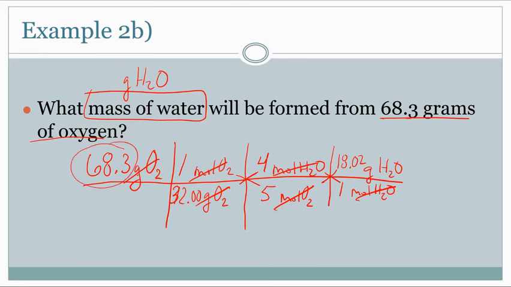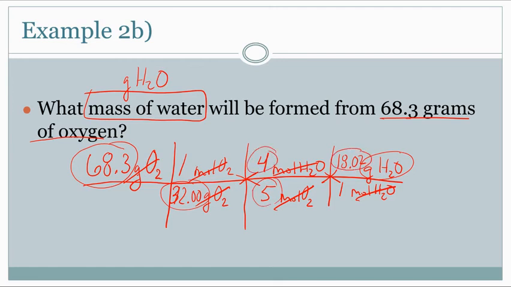And now again, I'm just looking at the numbers. I want to check to make sure that I end with the correct units. And I did, grams H2O. Now I want to multiply and divide by the correct numbers. So 68.3 on the top, 4, and 18.02 on the top. All those multiply and then divide by these two numbers, 32 and 5.